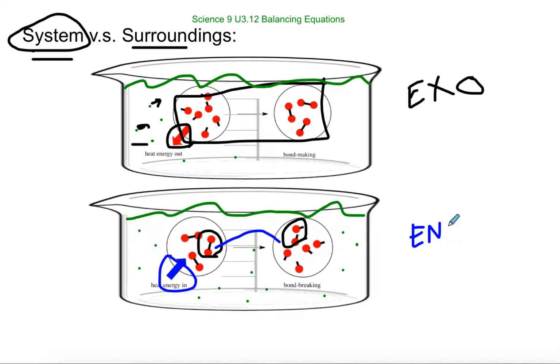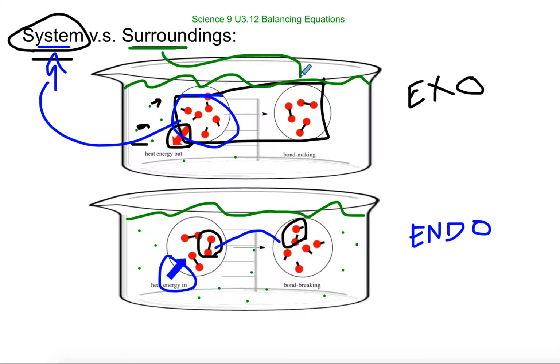Right? And I know we're pretty comfortable with endothermic and exothermic, but the big thing here is being able to differentiate the system, which is the molecules. Right, this is the system, and the surroundings. And the surroundings here is the liquid. Right, the water, whatever medium is containing those reacting molecules. Great. All right, moving on.